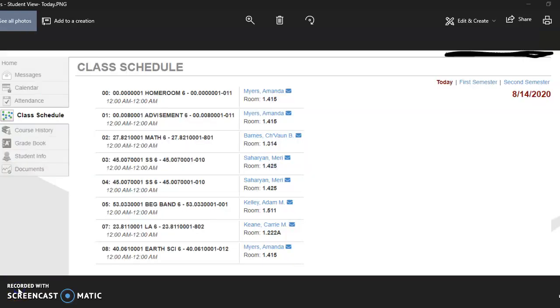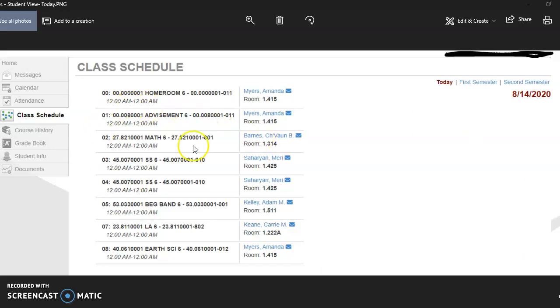When I click on My Student VUE over here on the left side, I can see messages, my calendar, my attendance, my class schedule. You want to go to class schedule, and this is going to show you what your day looks like. Now, please remember that we alternate on our connection. So we have a connection A and a connection B.